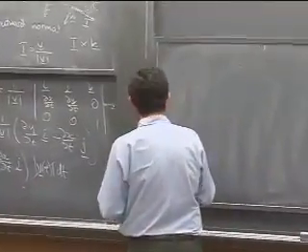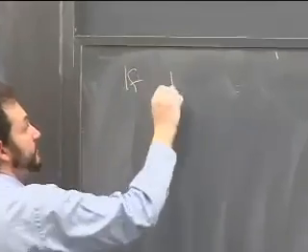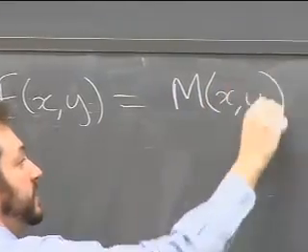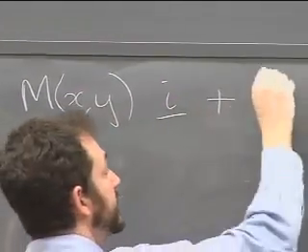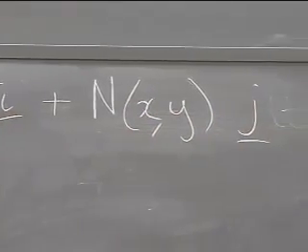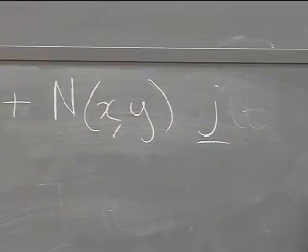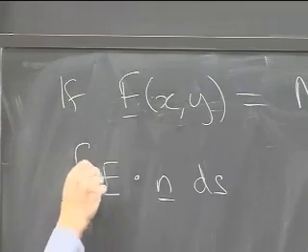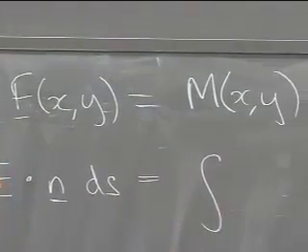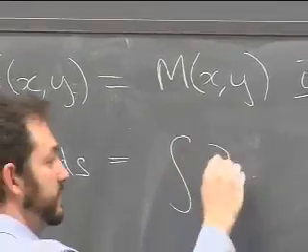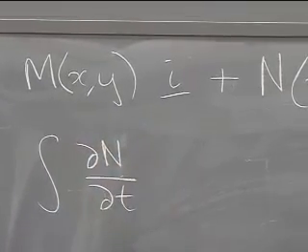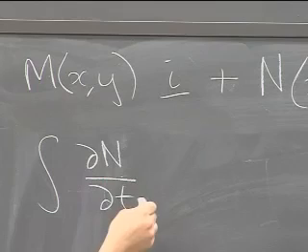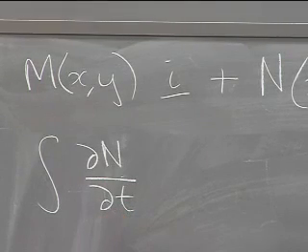All right. So, in particular, here's the deal. If F, the vector field of x, y, looks like M(x,y) times i plus N(x,y) j, then the integral of F dot N ds around this closed loop, parameterized by t, is going to look like, we need the y coordinate of F, which is N, dy/dt, and then we need the, well, how do I want to write this? Let's write it like this.